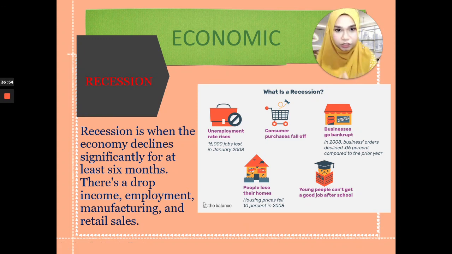Next one is the recession. Okay, recession is when the economy declines significantly for at least 6 months, where there is a drop in income, employment, manufacturing, and also retail sales. Alright, so what happened is that now we can see that recession is about to start because of this COVID-19. Okay, you will see that the unemployment rate rises because the economy is not doing well. Okay, inflation is getting higher and higher. All right, and people don't really spend because it's expensive. Therefore, shops or companies or factories reduce their production, or they shut down their production.